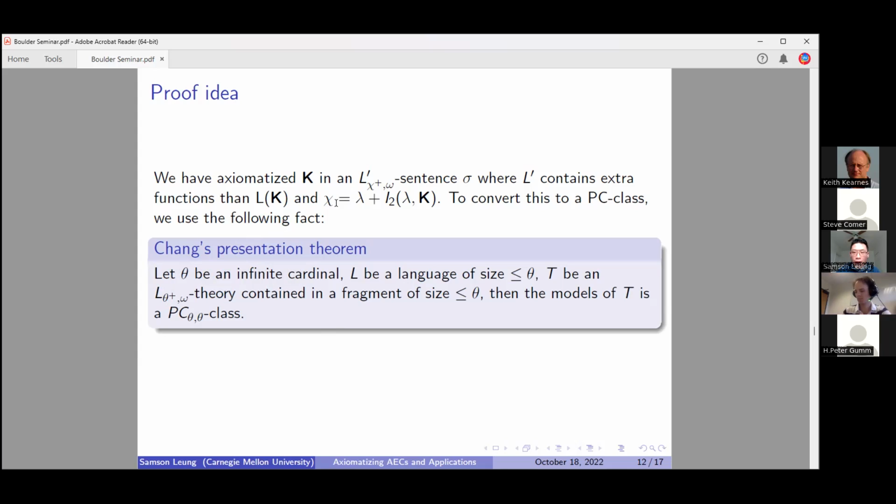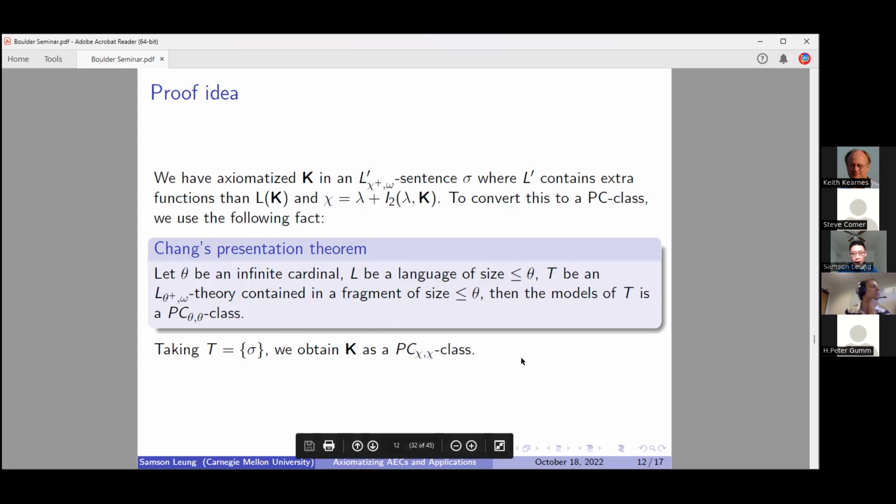We simply take chi equal to theta, and everything else will work, because we're only having a sentence, so we don't even need to worry about whether the fragment gets too big or not. So you take T to be just a singleton set containing the sentence, which is sigma here, right? Then we know K is a PC_chi class. So that's why I have the result at the beginning, 4.1.